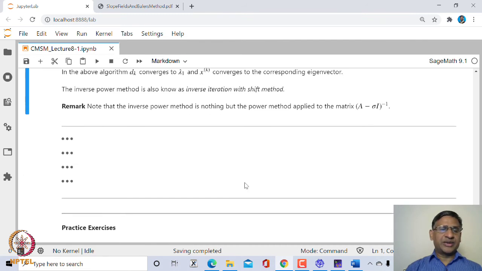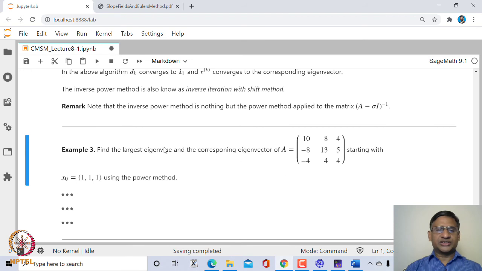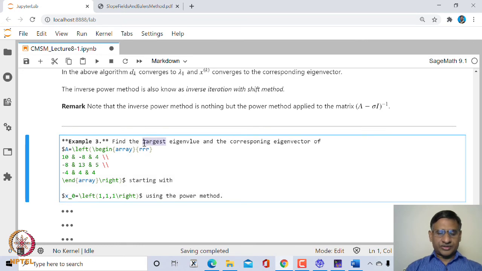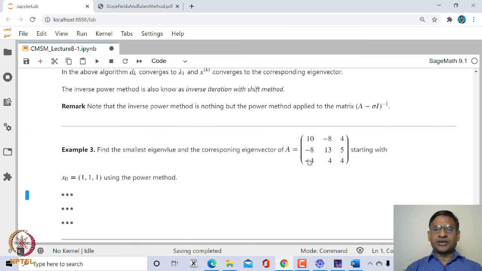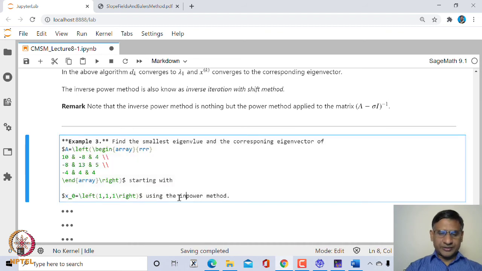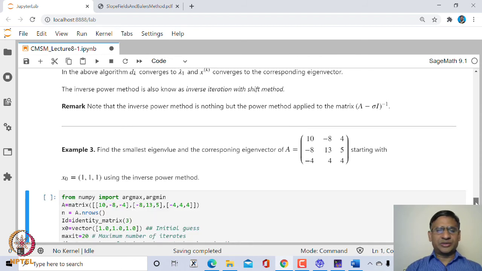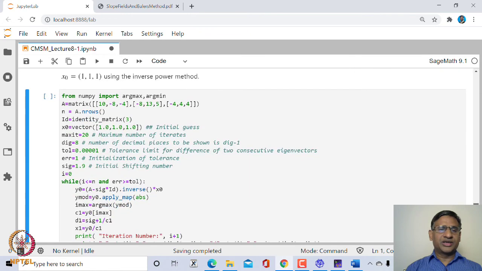So let us implement this in Sage. Let us take a matrix A which is 10 minus 8 4, minus 8 13 5, minus 4 4 4, and find out its smallest eigenvalue. In this case we have to say smallest eigenvalue: find the smallest eigenvalue and the corresponding eigenvector of A using the inverse power method. Again the algorithm will be very similar to what we saw.